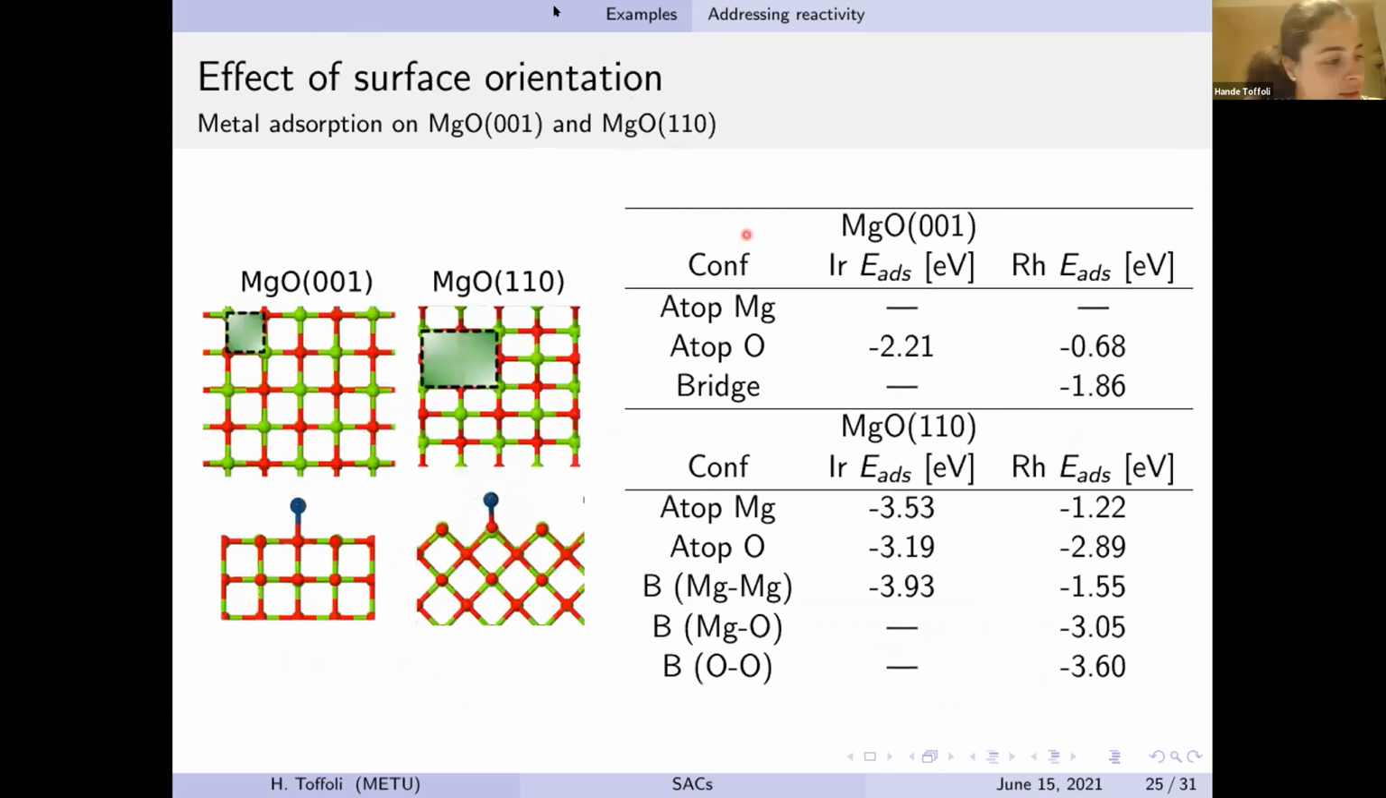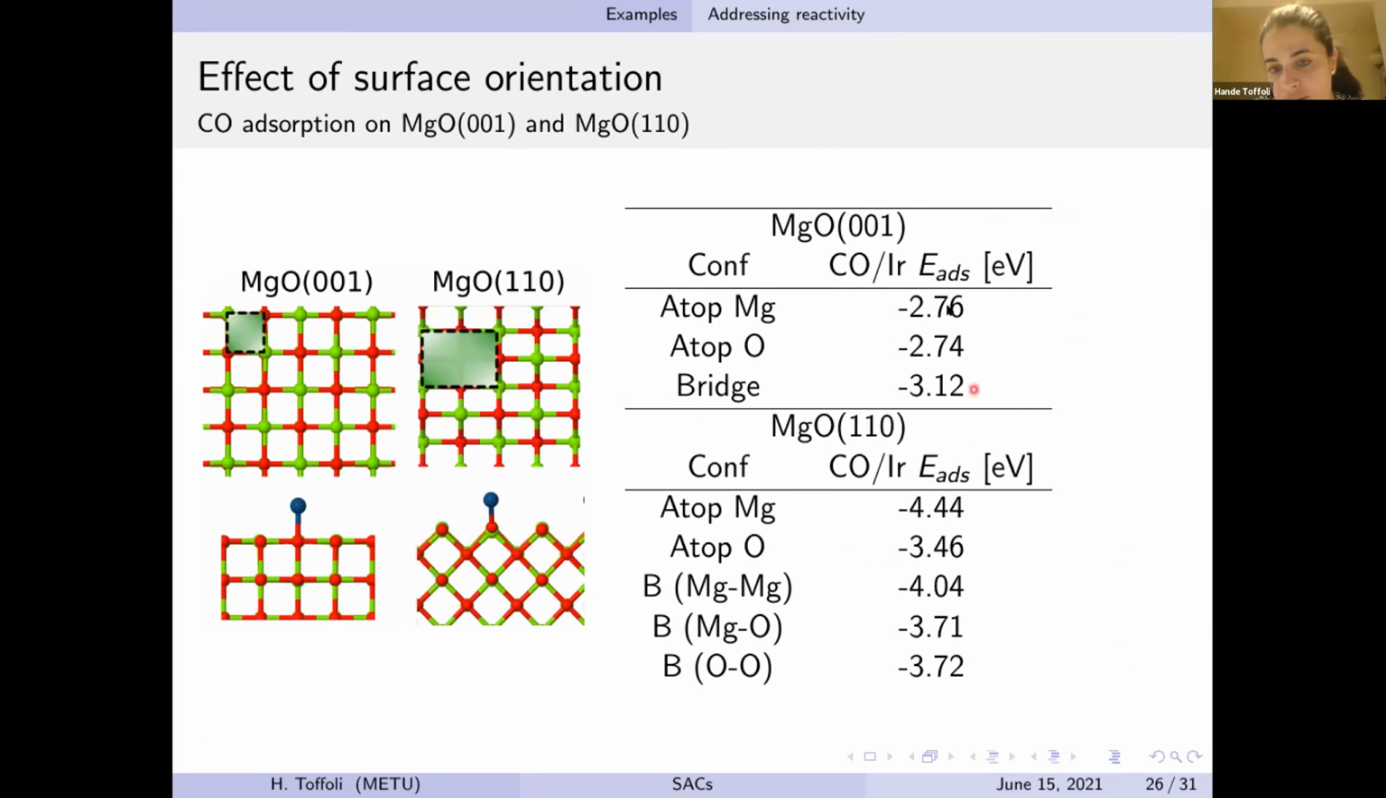Also, in addition to finding large absorption sites, we look at different surfaces. So as you can see, if we look at two different surfaces of magnesium oxide, the 110 surface is a much stronger anchor than the 001 surface because, of course, it has these ridges which provide under-coordinated atoms. Similarly, if I look at carbon monoxide absorption, the 110 surface with the iridium atom provides a much better absorption support than the 001 surface.